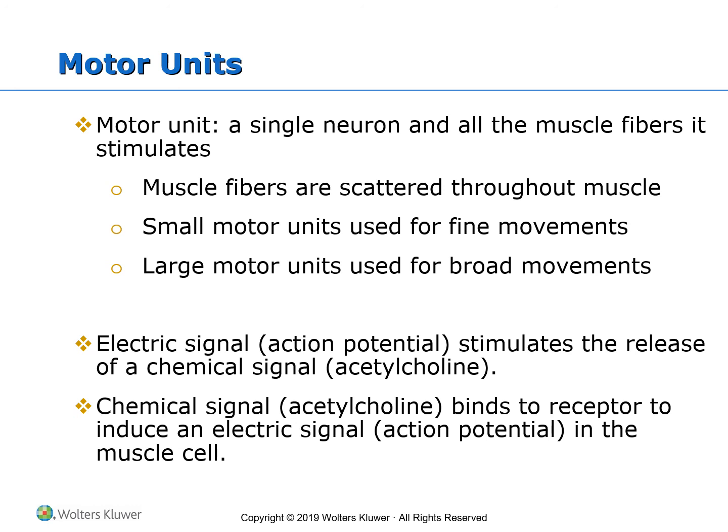Again, the electric signal or the action potential that comes from the neurons will stimulate the release of a chemical signal that for the striated muscles is acetylcholine. This chemical signal, acetylcholine, will bind to receptors and will induce an electrical signal or action potential now at the level of the muscle cell. And that's how the electricity is passed from one cell to the other.